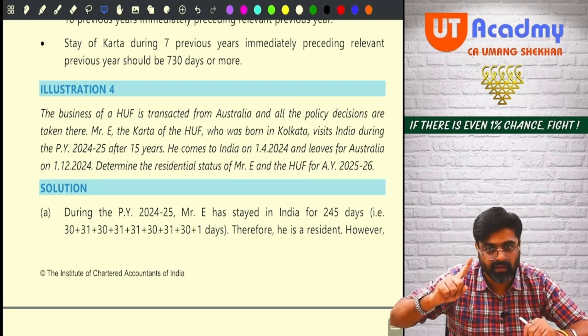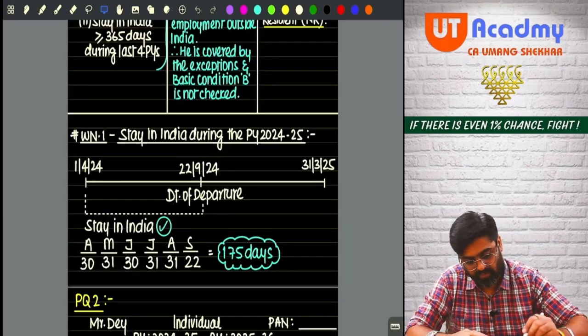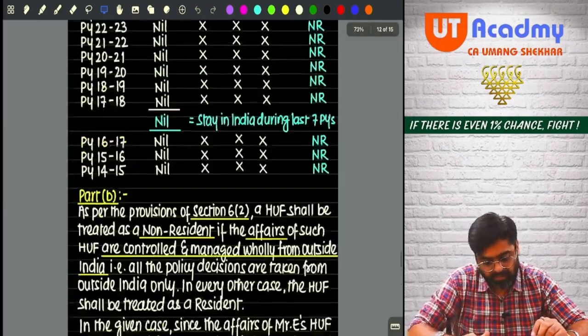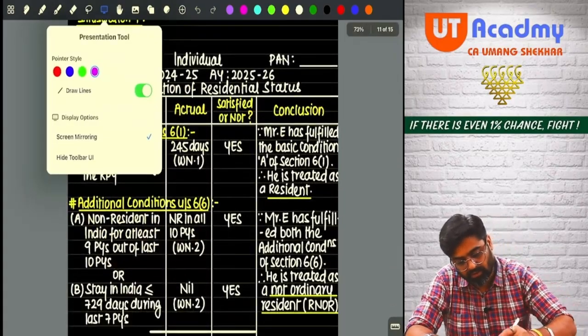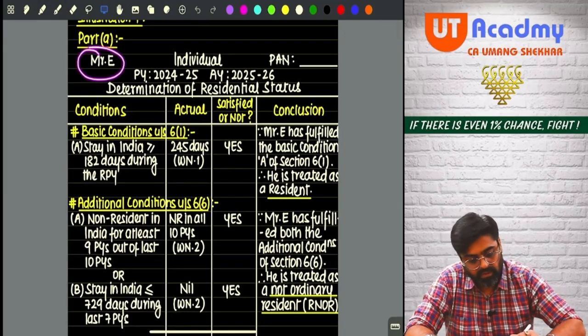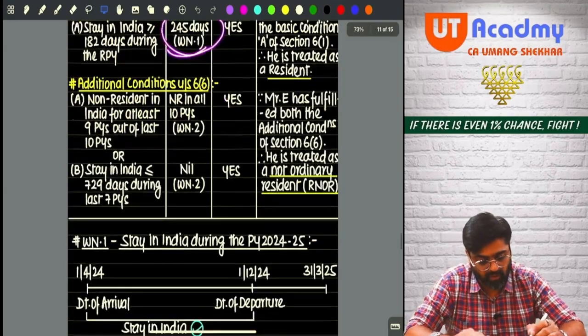Should I move ahead? You want to see the solution? Please check the solution. Illustration number 4. See, this is Mr. E. Residential status of Mr. E. What is his stay in India? 245 days. How is it calculated?